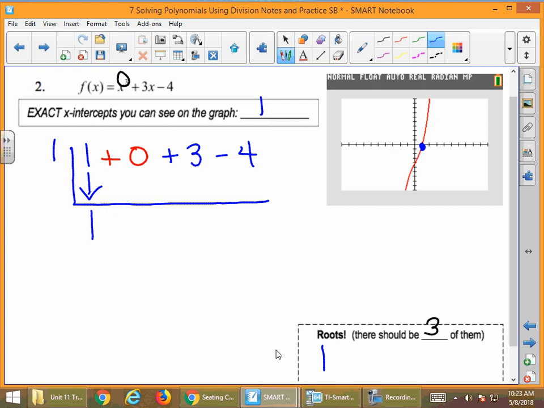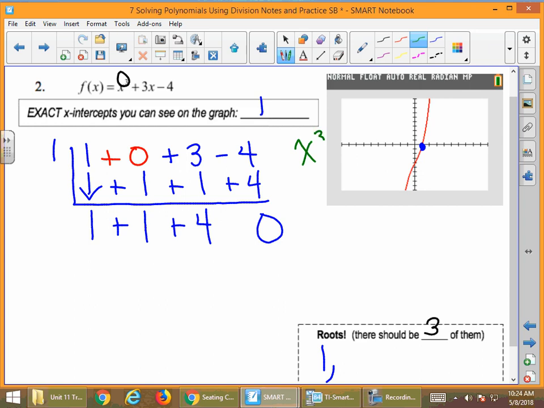And it's going to be 1 times 1 is 1. And 0 plus 1 is 1. 1 times 1 is 1. And 3 plus 1 is 4. 1 times 4 is 4, and negative 4 plus 4 is 0. And again, in order for something to be a root, we need to finish with the 0. So we're good at that point. That's the only root that we can find on our screen there.